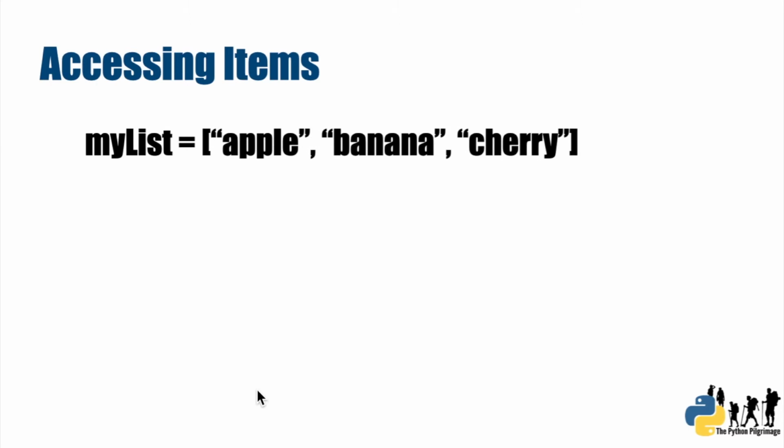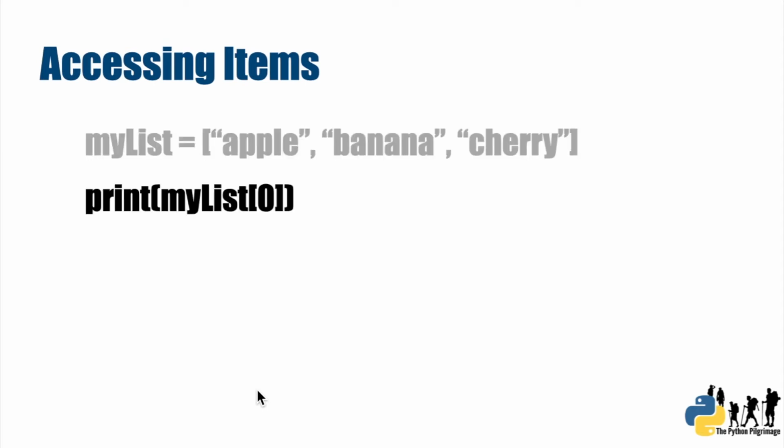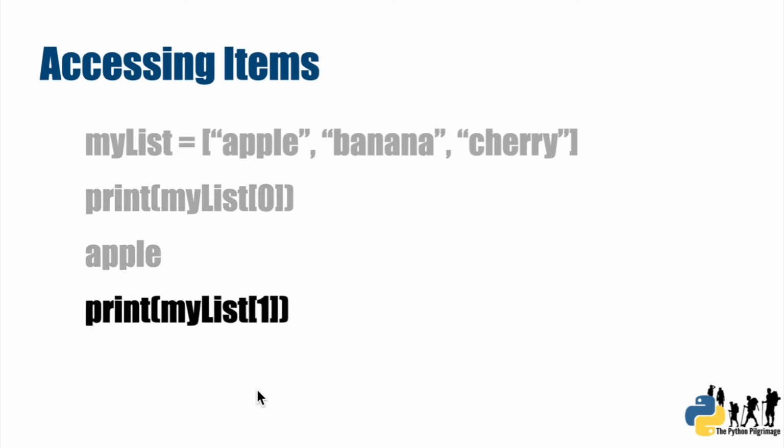From the same example from earlier, you have apple, banana, and cherry. What if I only want to access apple? Index starts with 0, so the first element is the 0th element, the second item is index 1, and so on. So in this example, if you print out the 0th element, you get apple. If you print out index 1, you'll get banana.